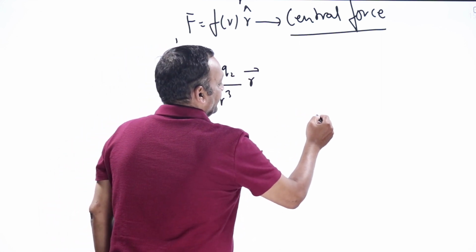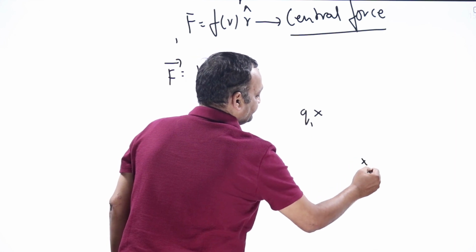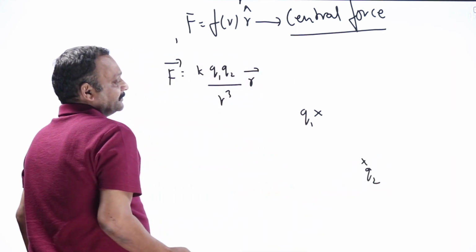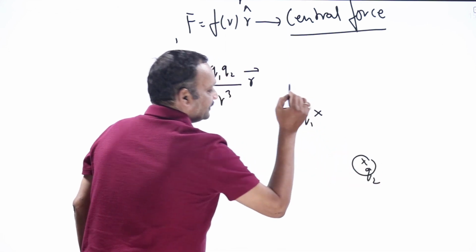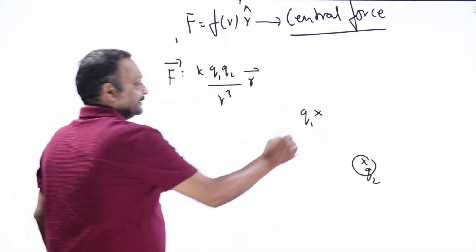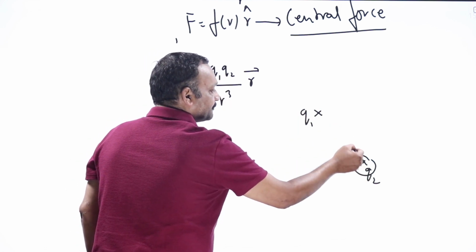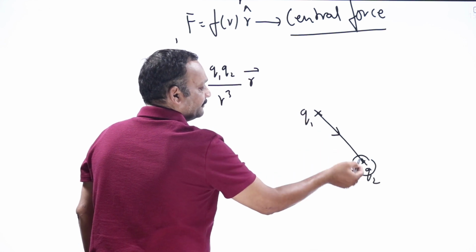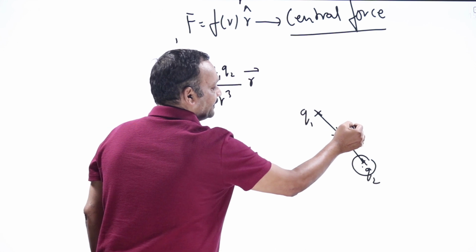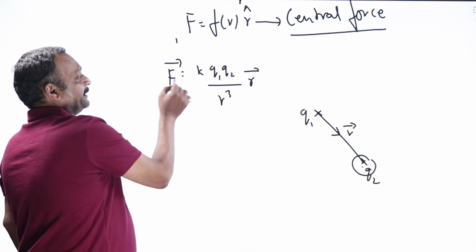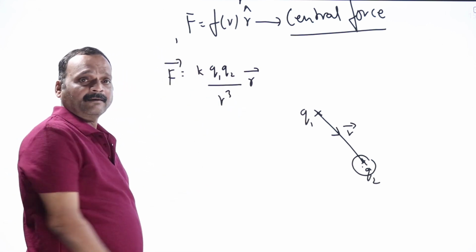Suppose one charge Q1 is here and another charge Q2 is here. What is the force on Q2 due to Q1? It is the position vector of the force experiencing particle with respect to the force exerting particle, meaning the position vector of Q2 with respect to Q1. If I write it as r bar, then F bar equals k Q1 Q2 r bar by r cube.